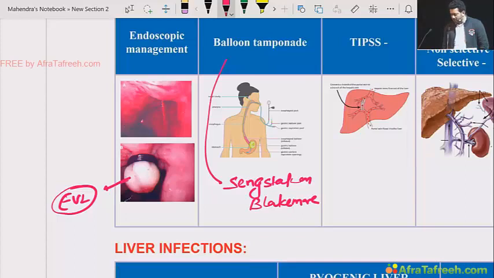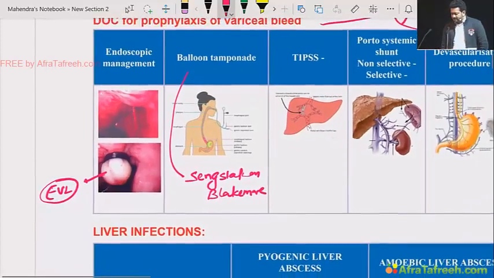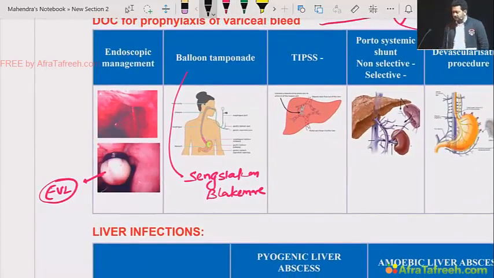Sengstaken Blackmore tube. TIPS these days is a very commonly used procedure in which you will come via the jugular vein, come inside the liver and do a shunt between a branch of the portal vein and a branch of the hepatic vein. So that is transjugular intrahepatic portosystemic shunt.